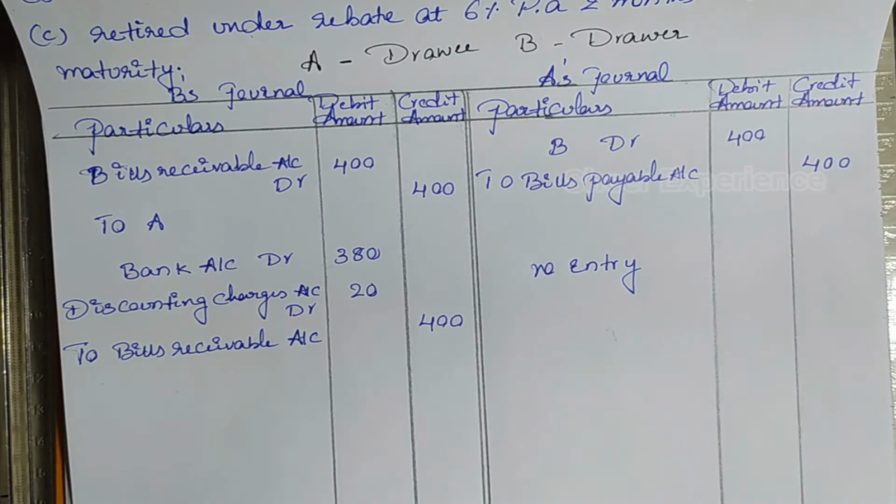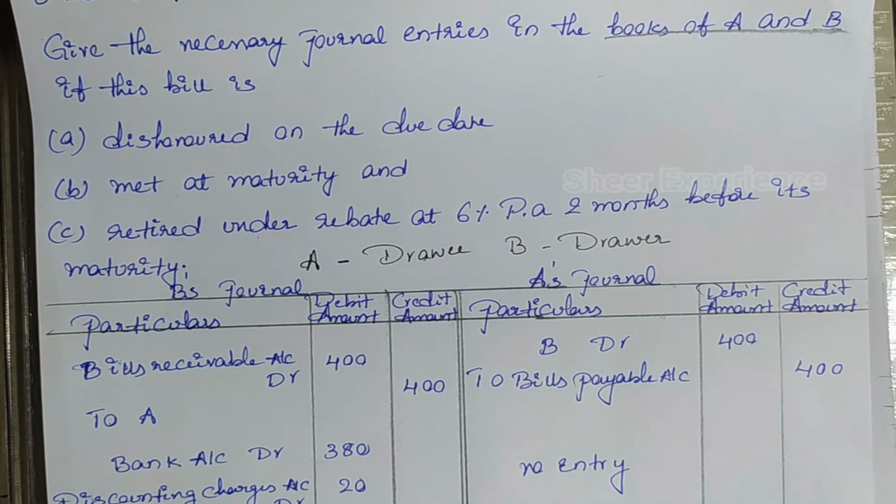Also in the problem they have given 3 scenarios and we need to record the entries for these 3 scenarios. Our first scenario is dishonored on the due date. In the previous video we have already discussed that when the bill is dishonored we need to reverse the entry. We need to reverse the acceptance entry.